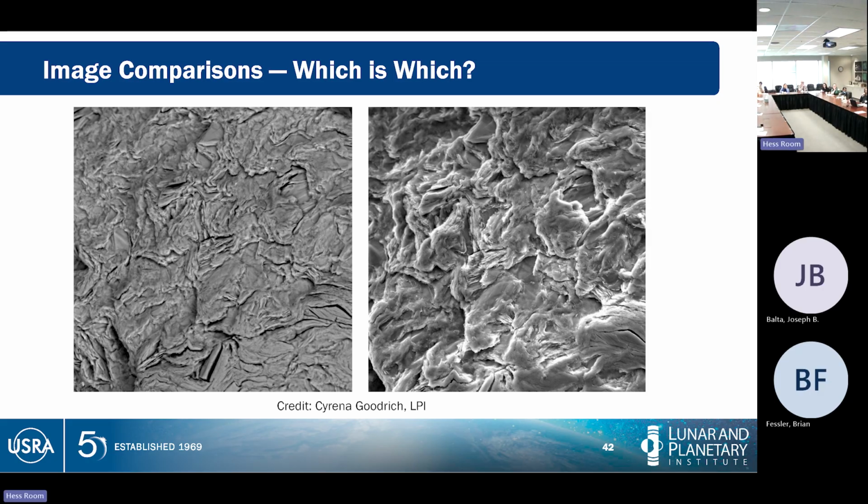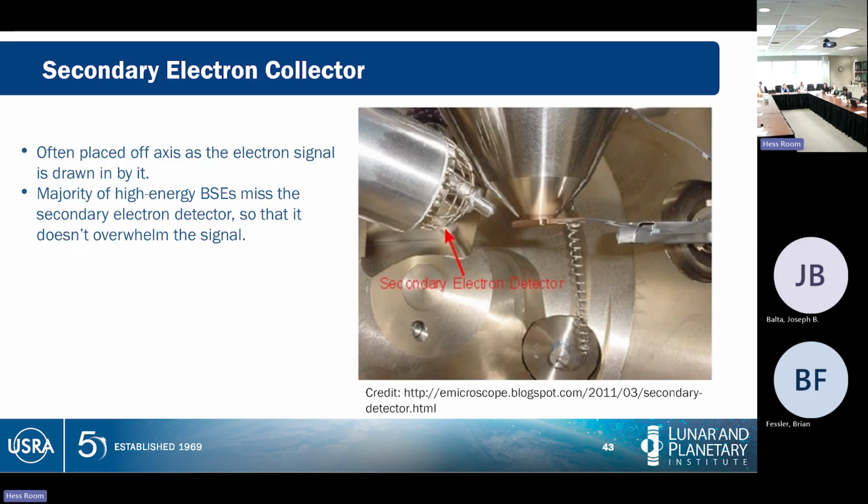What would be the hints? Okay, we have a rough surface, right? For a secondary electron image, we should be seeing zones around the edges of grains that are coming out bright, because that's the escape path. So which one of these is the secondary image, the left or the right? The one on the right is the secondary electron image. The one on the left is telling us there's some structure here. There's not a big compositional difference.